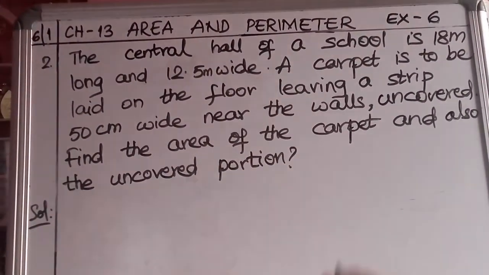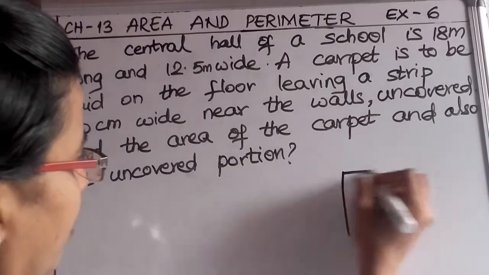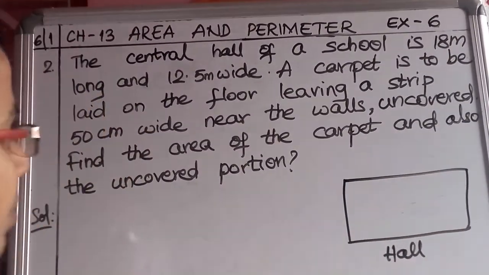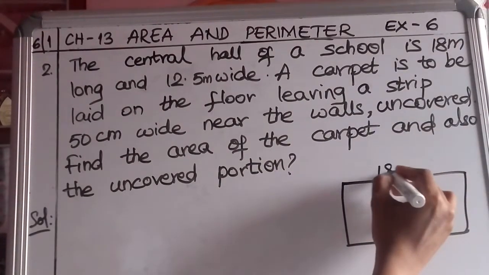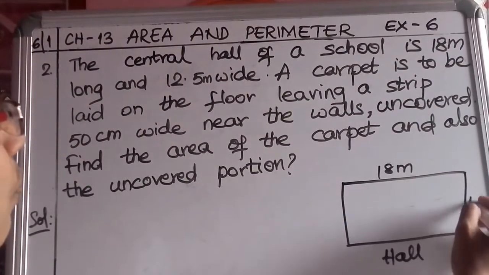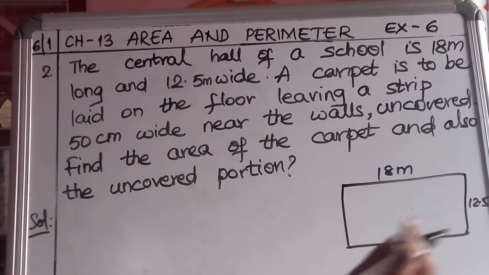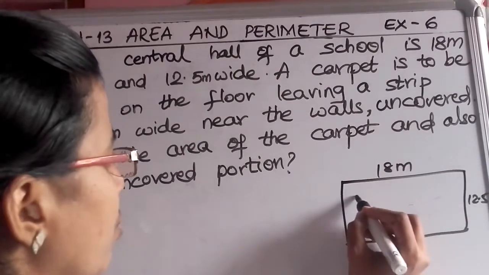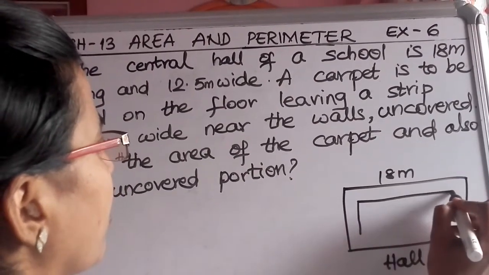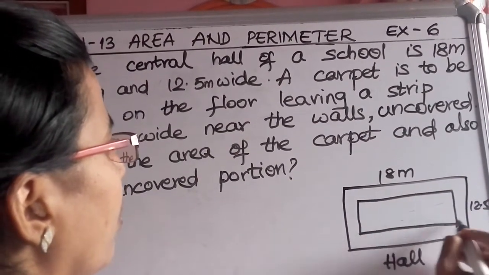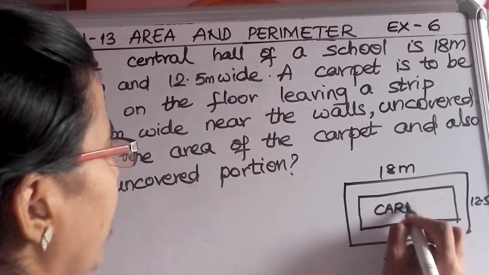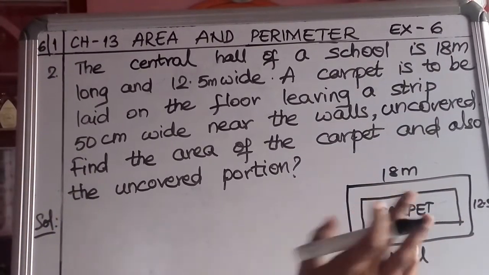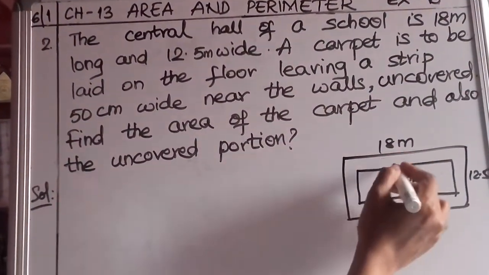Okay, that means here there is a hall. Okay, this complete one is the hall. Hall is having 18 meters long and 12.5 is the breadth. A carpet is to be laid, leaving a strip. So here this is the carpet. Okay, this part is the carpet. We are going to leave this part. This stripped part we are not going to do. How much is this one?